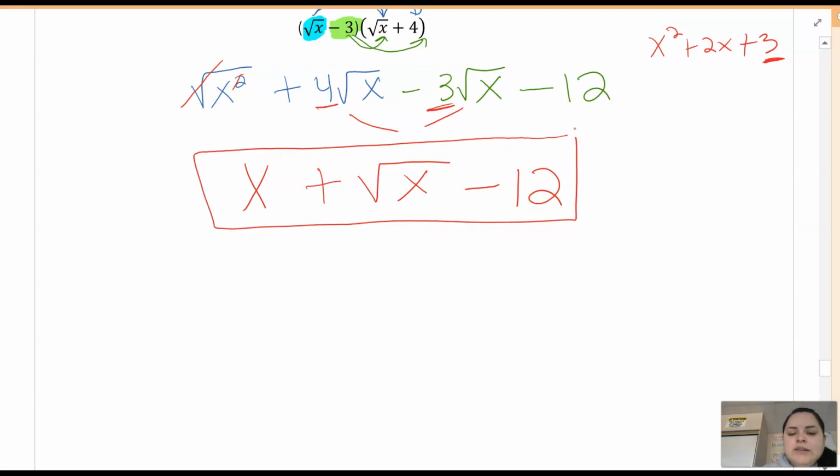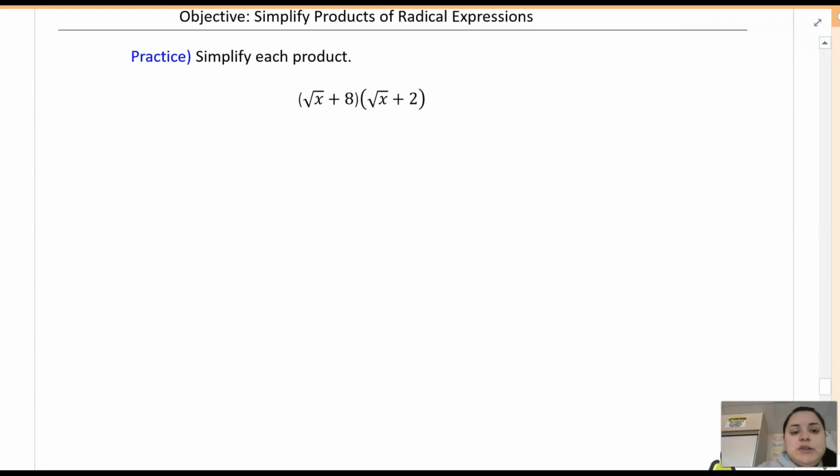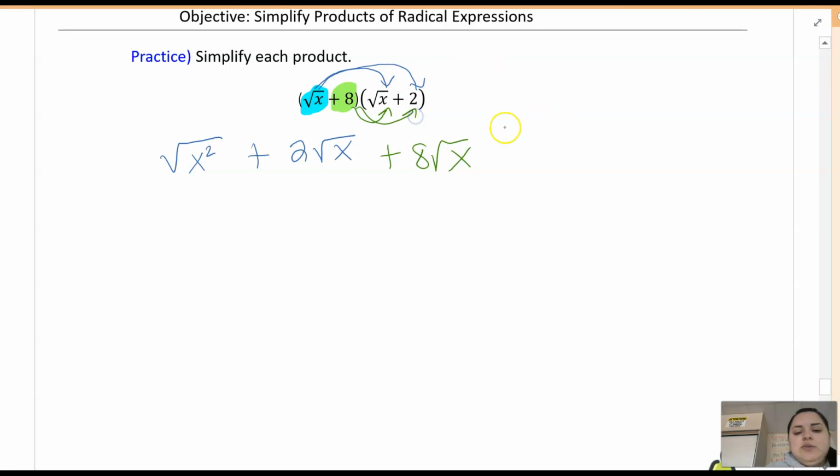Okay? I want to go ahead and do another example, just so you can see another one. So same thing. I'm going to take that root x. So this is root x plus 8 times root x plus 2. And you're going to distribute. Root x times root x is going to be the root of x squared. And then root x times 2. You can't multiply the 2 and the x, so just attach them together. That's 2 root x. And then distribute your positive 8. So 8 times root x is positive 8 root x. And then 8 times 2 is the number times the number, so that's just 16.